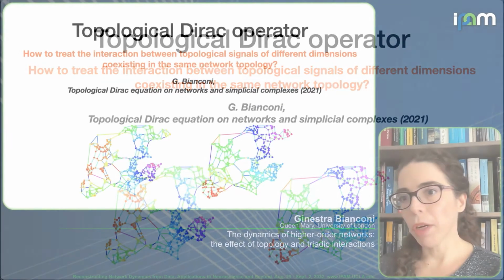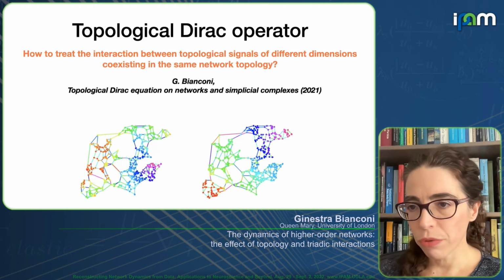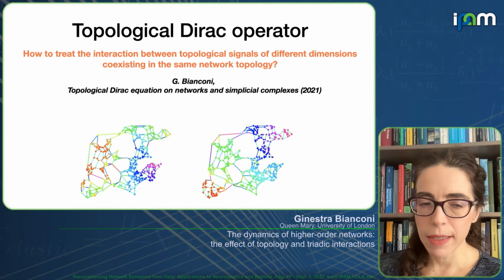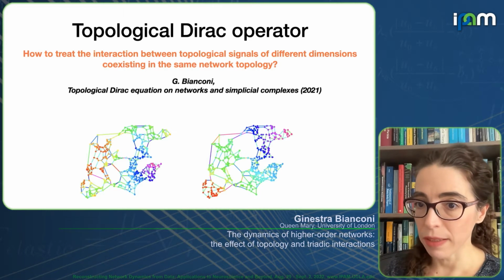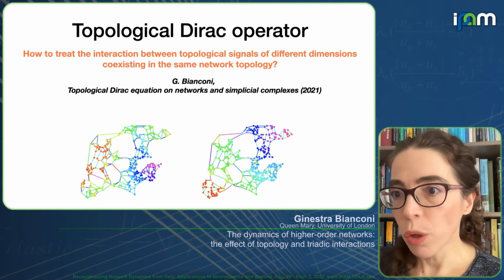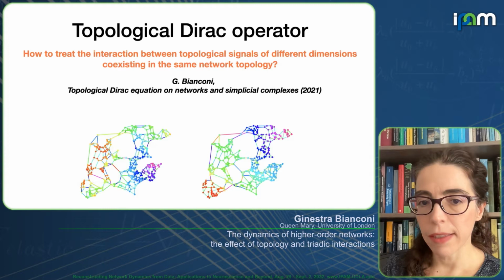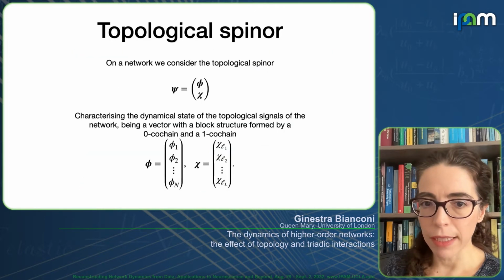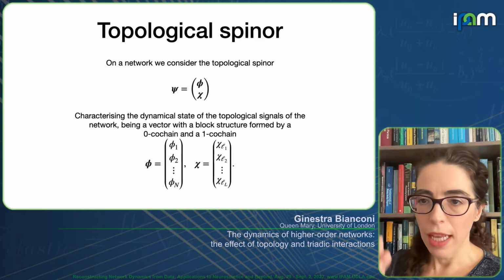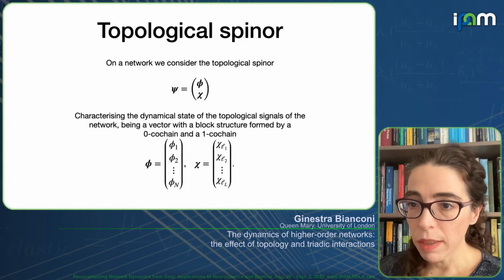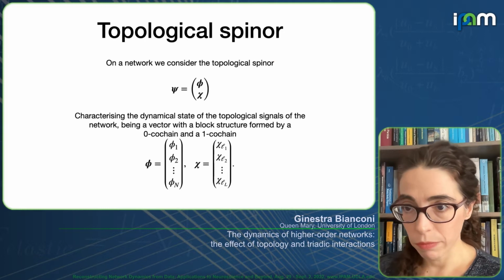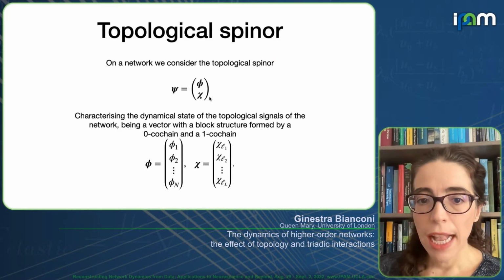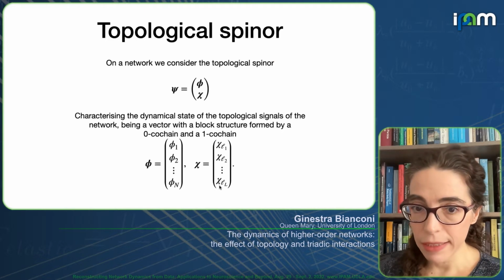So interesting. These topological signals are really good to study diffusion from simplices to simplices of a given dimension. But you can also treat interactions between topological signals of different dimensions. So for instance, you can treat node and link signals in the same way, and this is done with the Dirac operator. In the Dirac operator, you have a vector, which we call a spinor, that has an initial block, which is the function defined on the nodes, the topological signal on the nodes. And the second block is the signals defined on the links.